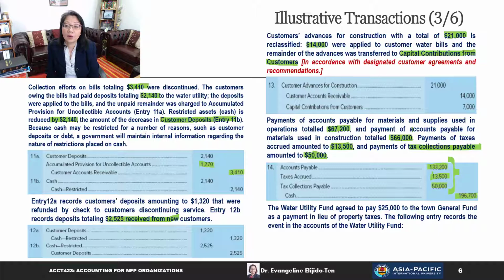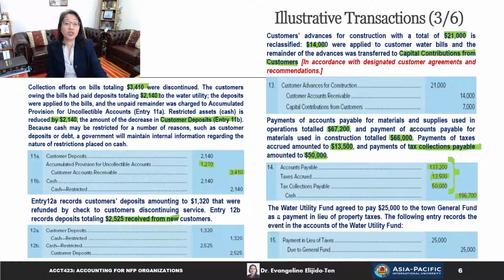Now, the Water Utility Fund agreed to pay $25,000 to the town's general fund as a payment in lieu of property taxes. So, how do we journalize that? In the Water Utility Fund, there will be a debit to payment in lieu of taxes 25,000, and credit due to general fund 25,000. All right.